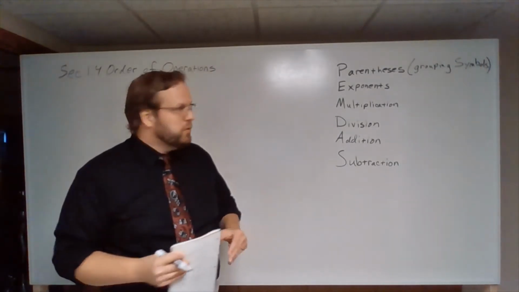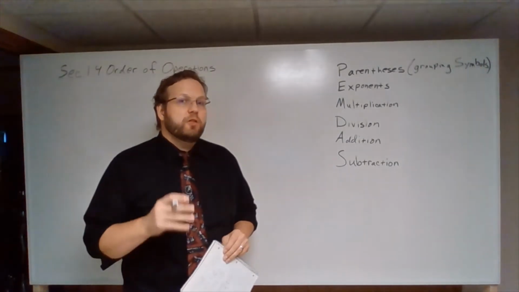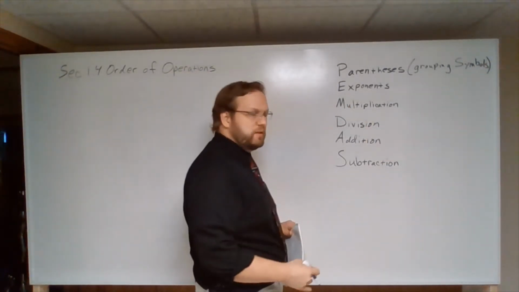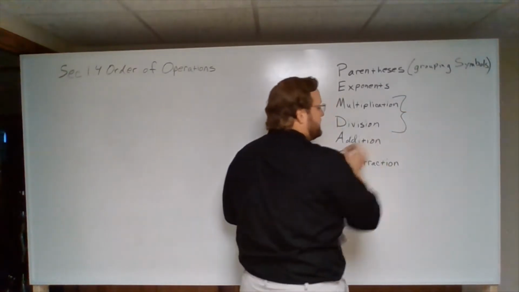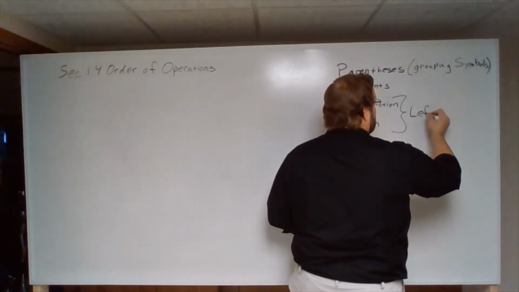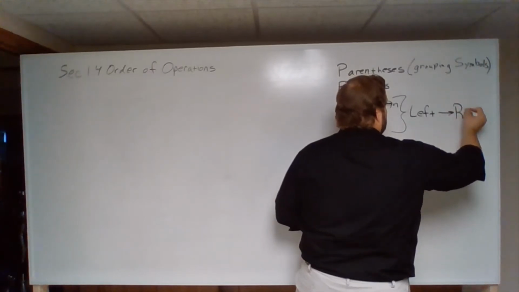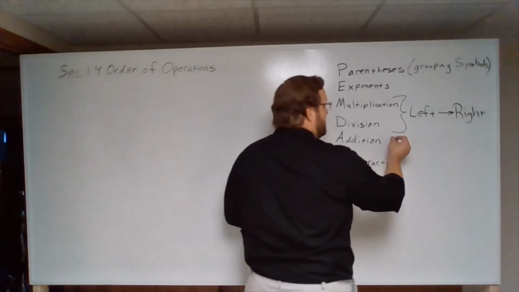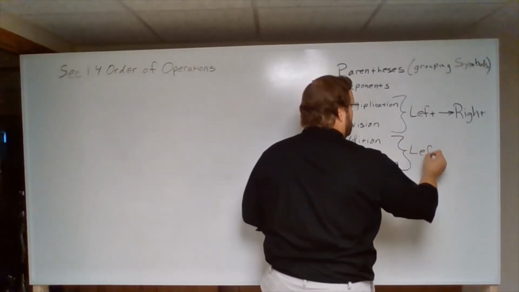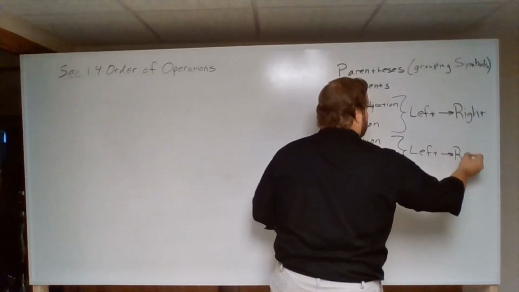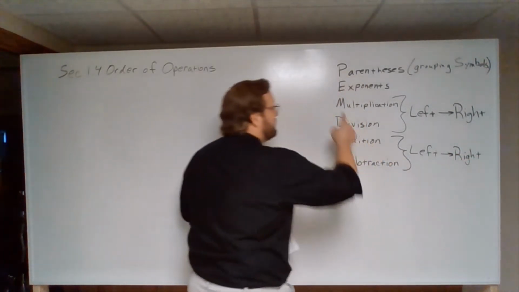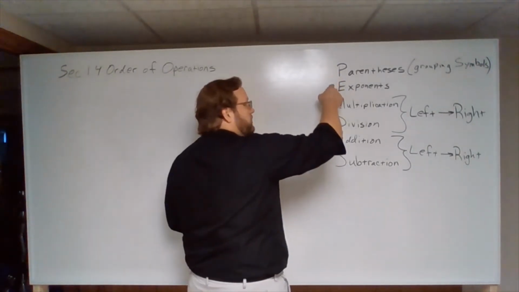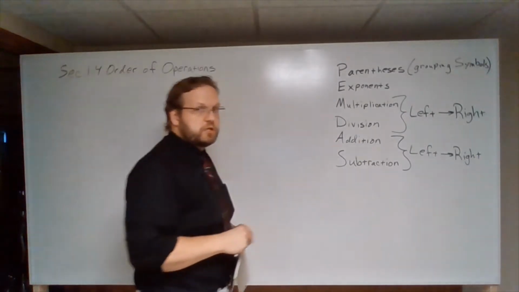Exponents is exponents. Multiplication and division actually happen at the same time. You don't want to be doing all multiplication, then all division. These occur at the same time, and you go left to right. Same thing with addition and subtraction: same time, left to right. So there aren't really 6 different phases or steps; there are 4 that we should be focusing on.